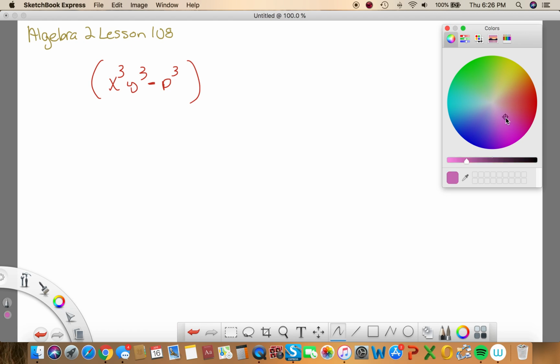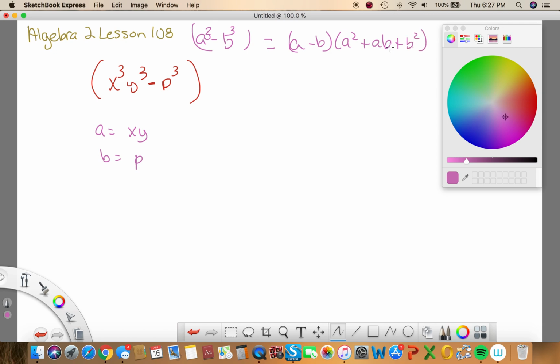So what I suggest, remember this is a cubed minus b cubed. So we need to find what a is by taking the cube root of the first term, it's xy. b is going to be the cube root of the second term. You ignore the sign. You just take the absolute value. So that would be p. And the reason why I tell you that is because then you do a minus b, and you don't have to think about it as much, other than knowing what the equation is.